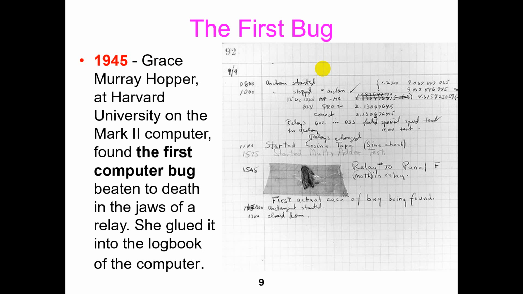The first bug. In 1945, Grace Murray Hopper at Harvard University, working on the Mark II computer, found the first computer bug, a moth killed in the jaws of a relay. She glued it into the logbook of the computer. This is the image of the first bug.